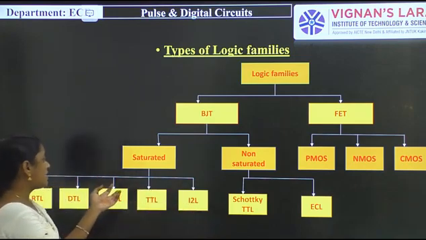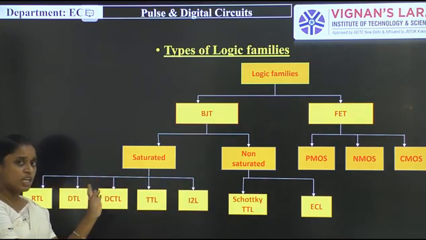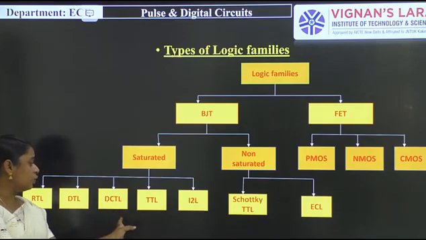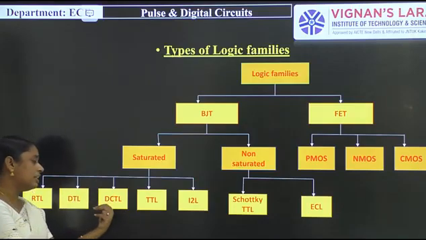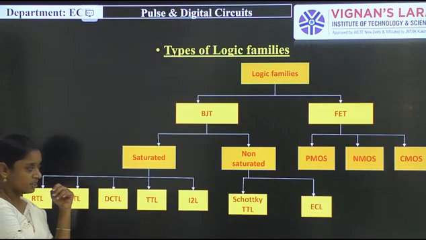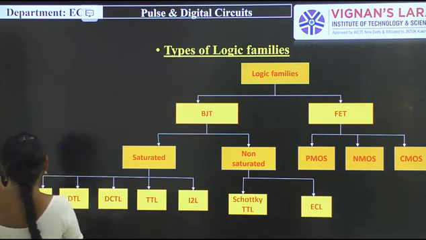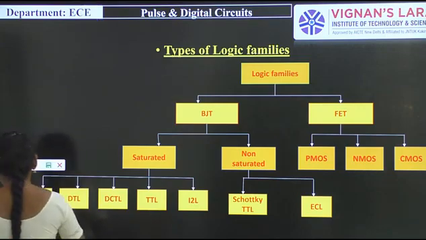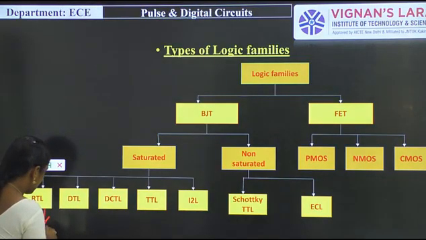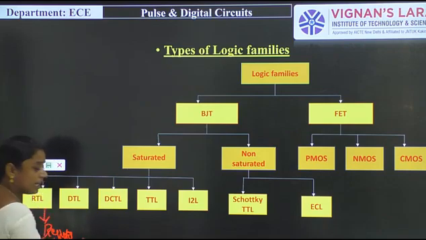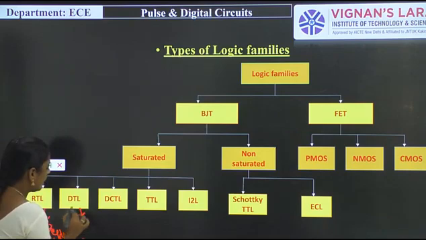At the same time, the saturated logic is again divided into five types, that is RTL, DTL, DCTL, TTL and I2L logic. What is the RTL logic? RTL is nothing but resistor transistor logic. In this type of logic design, we use resistors as well as transistors. And DTL is nothing but diode transistor logic.